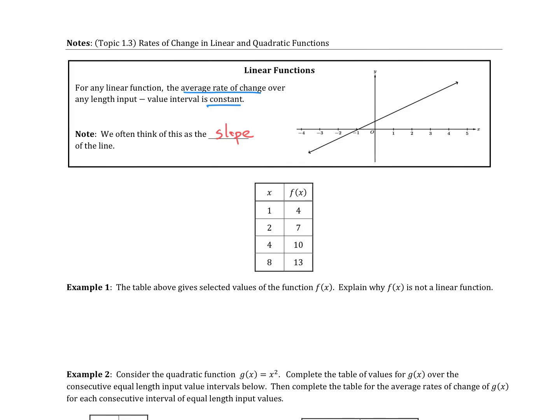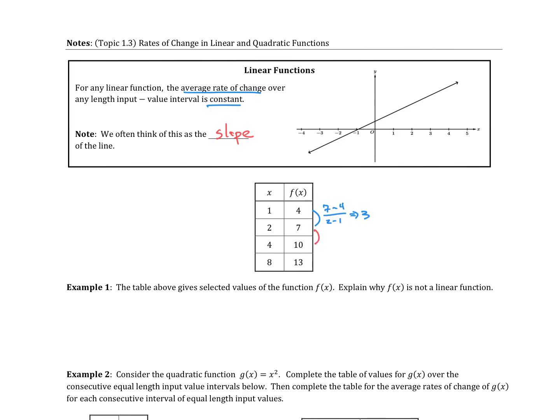So this table gives us some values. Explain why this function is not linear. To be linear, the average rate of change must be what? Constant. It's the same. So let's do average rate of change, our rise over run, basically. So what is my y2 from my interval 1 to 2? 7 minus 4 over 2 minus 1. And so what is my slope from the interval 1 to 2? 3.